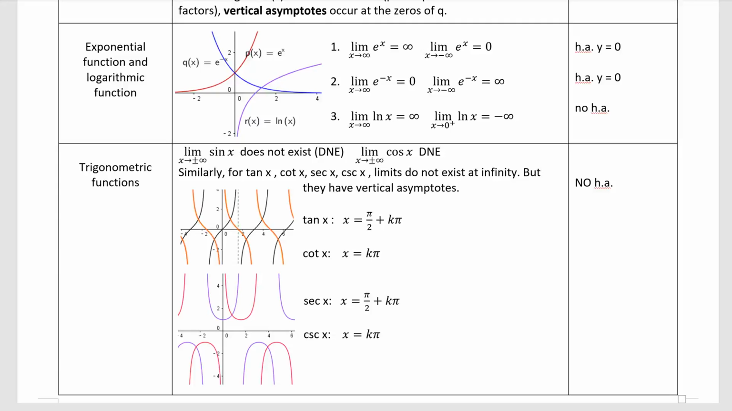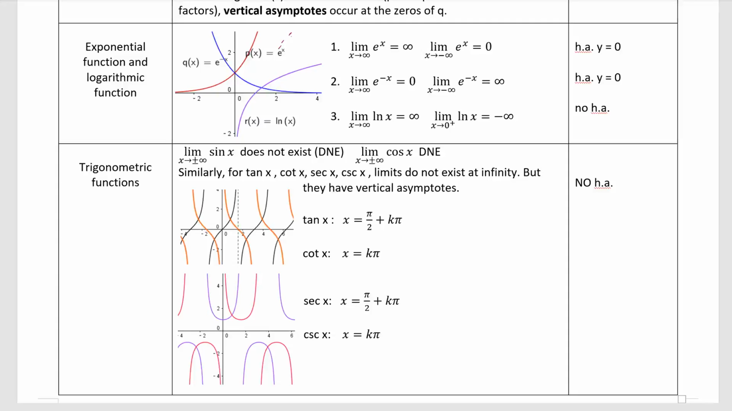How about e to the minus x? You just flip it across the y-axis, right? It's a decreasing function. So now when x goes to infinity, y goes to 0. And when x goes to minus infinity, y approaches infinity. Okay, so in this case, we also have a horizontal asymptote y equals 0. And how about the logarithmic function, natural log of x? Do you remember inverse functions? Natural log of x is the inverse function of e to the x.